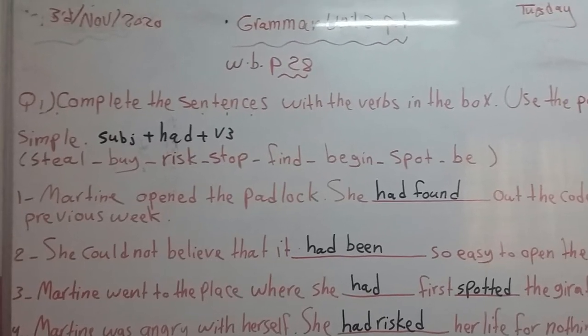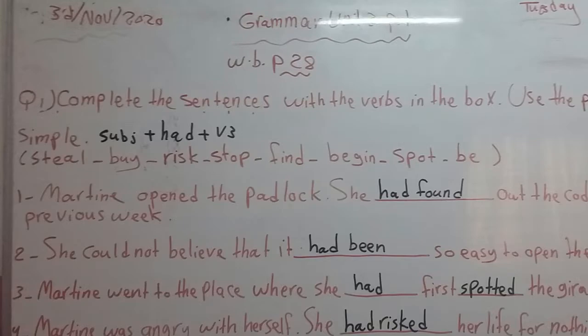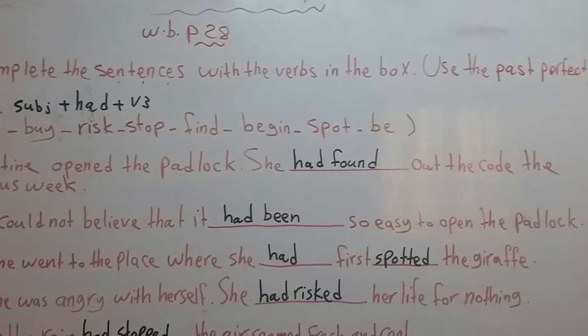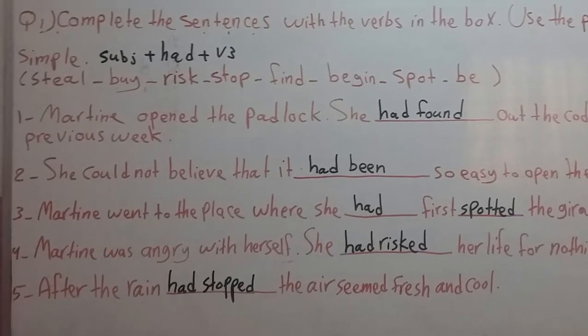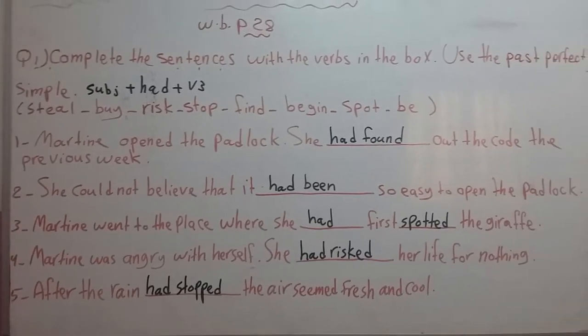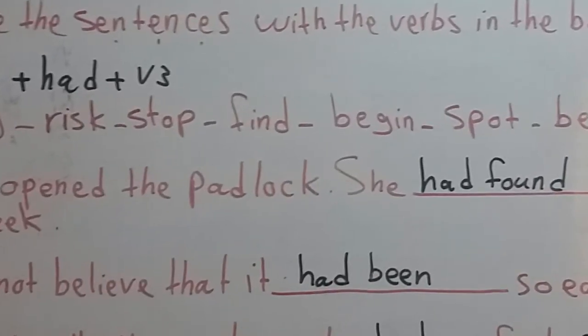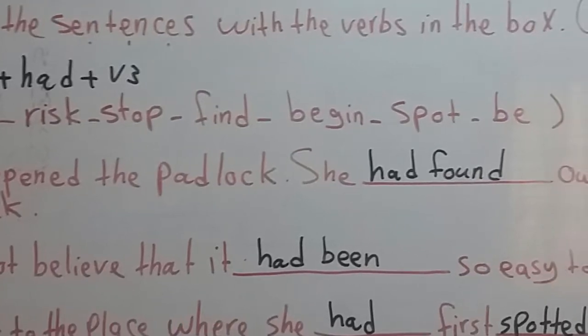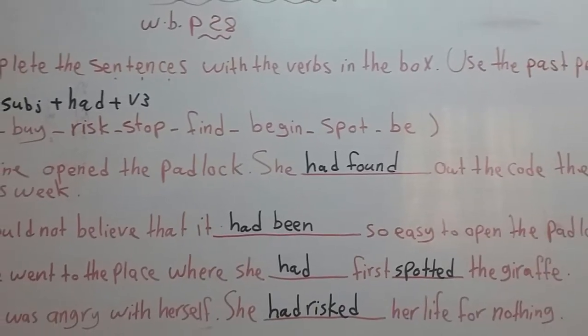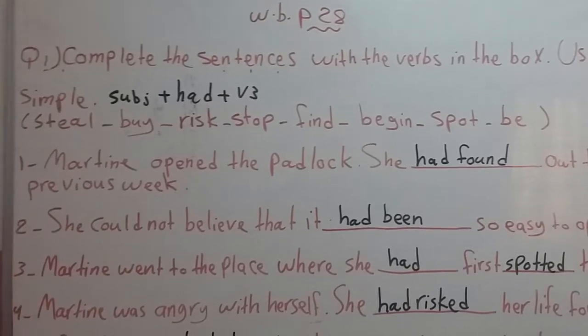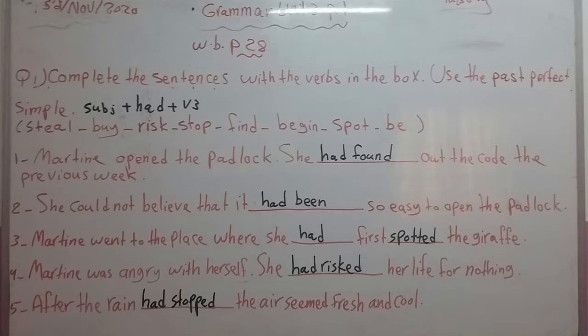تمام. Number one, Martin opened the padlock for the first time. She had given out the code the previous week. Okay, so the appropriate verb here is find. I want now to write find into the verb 3. What is the verb 3 of find? Found. Then I add had. She had found. Martin opened the padlock. She had found out the code the previous week. يعني هي وجدت الكود الباسورد the previous week. أو حصلت عليه يعني. حصلت على الباسورد الأسبوع السابق.